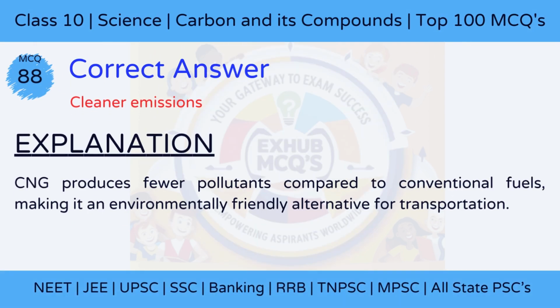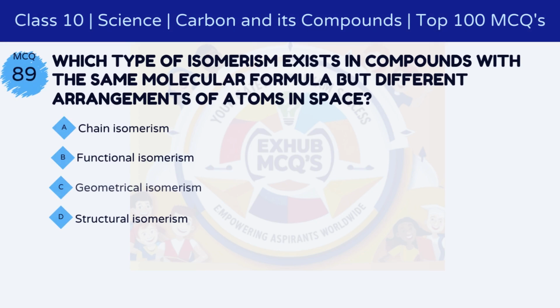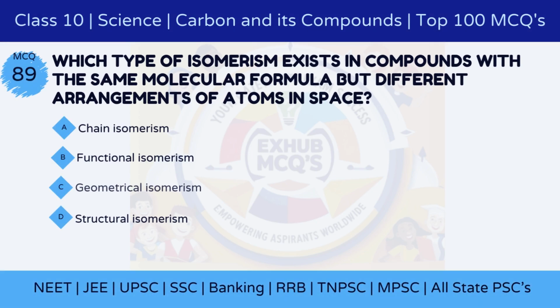The correct answer is option C, cleaner emissions. Explanation. CNG produces fewer pollutants compared to conventional fuels like petrol and diesel, making it an environmentally friendly alternative for vehicles.